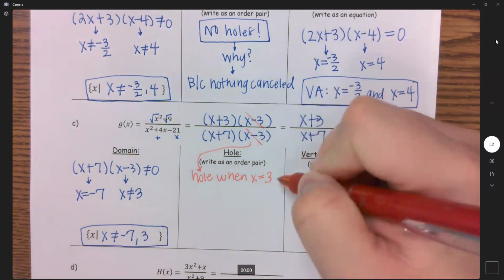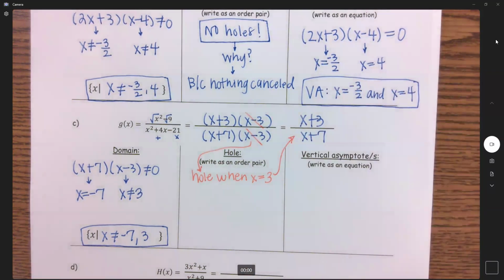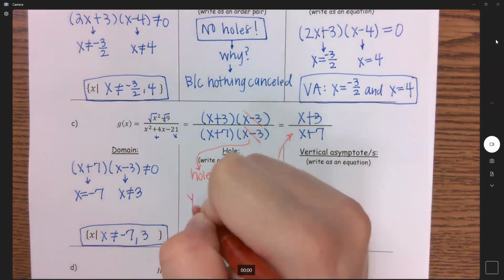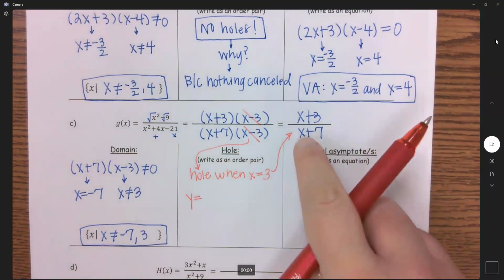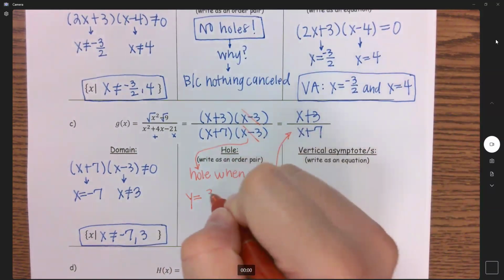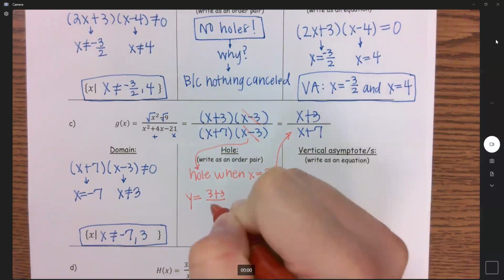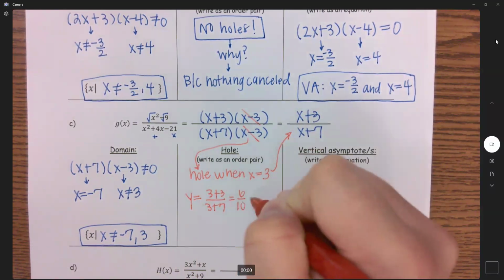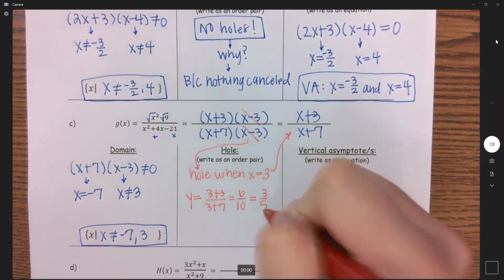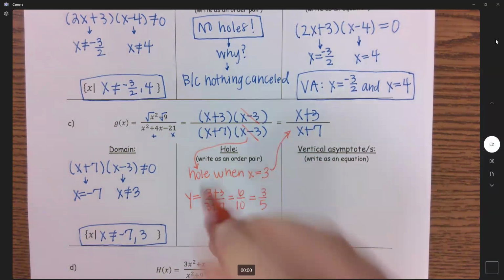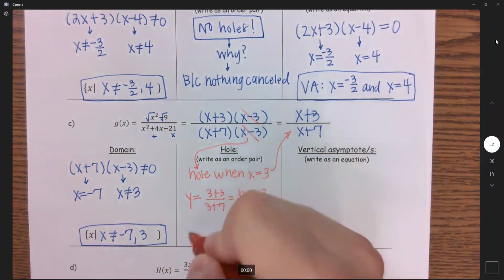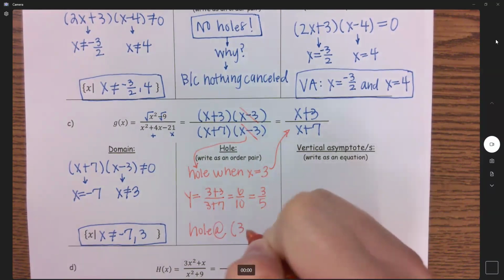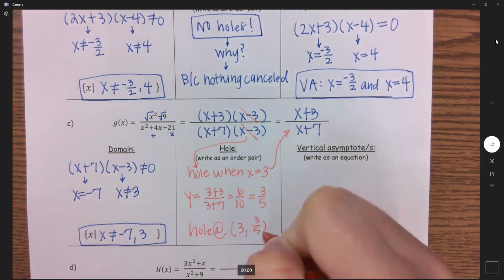We now have half of our ordered pair, plug it into lowest terms to find the other half. So I'm going to get y equals, I'm plugging in 3 to both of these x's. So 3 plus 3 over 3 plus 7. So we're going to get 6 over 10, which reduces to 3 over 5. So I have my x and now I have my y. We have a hole at the ordered pair 3, 3 over 5.